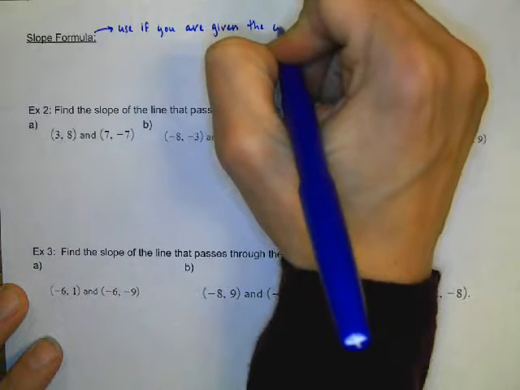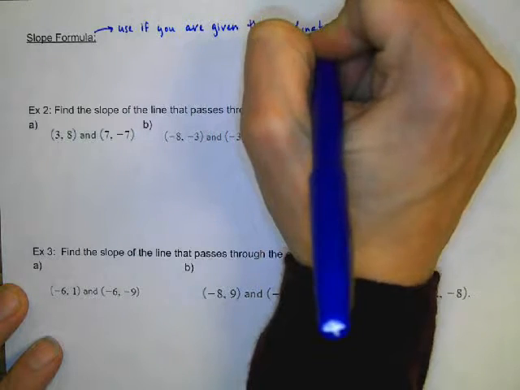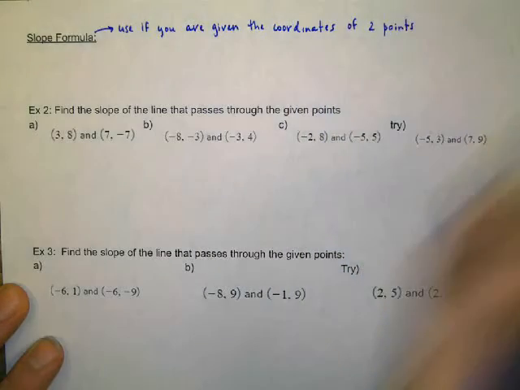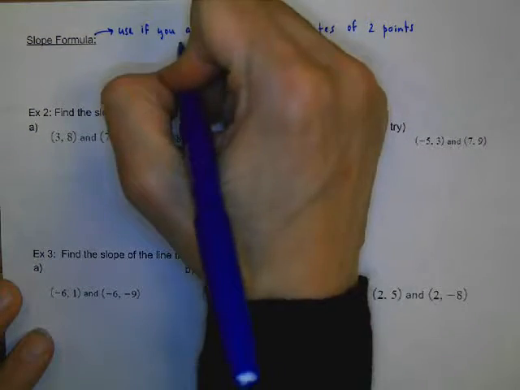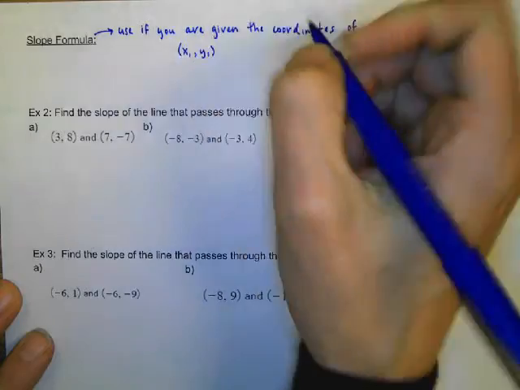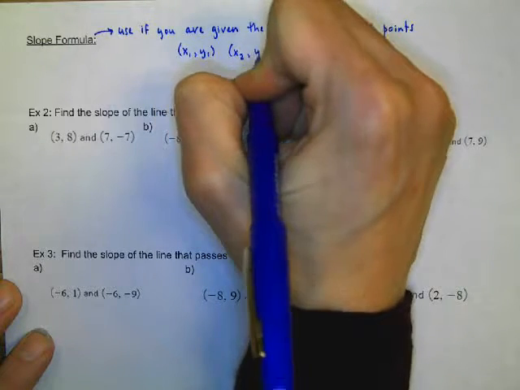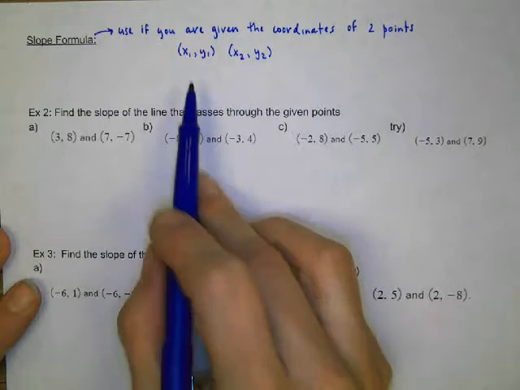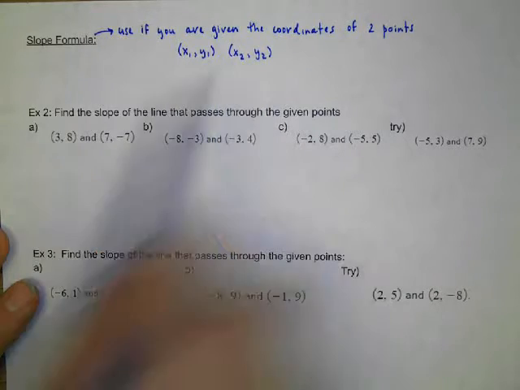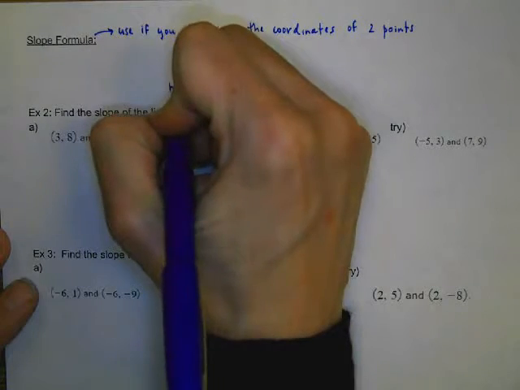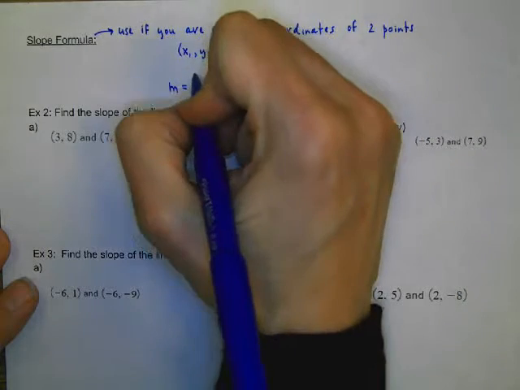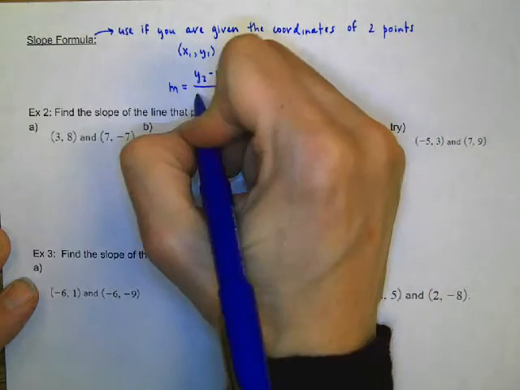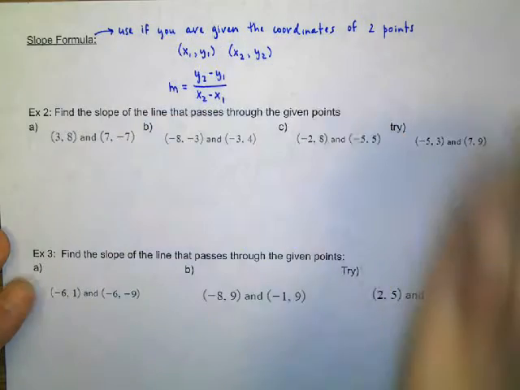So let's say we're given the coordinates of 2 points. And I'm going to call those 2 points just generically x1 and y1 and x2 and y2. So those are my 2 points. Again, I just use the 1 here to represent the first point and the 2's here to represent the second point. So my slope formula says to find the slope if I'm given points, I'm going to take my y2 minus y1, so the difference in my y coordinates, over the difference in my x coordinates.